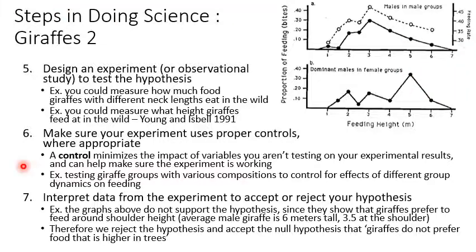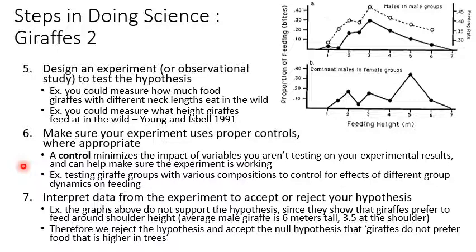So that hypothesis is not being supported by these data. Based on the overall impression that we're getting from the data, we're going to have to reject the hypothesis that giraffes have long necks because that helps them eat more food since they can eat higher in the trees. So we're going to instead have to accept the null hypothesis that giraffes do not prefer to eat food that's higher up in the trees.